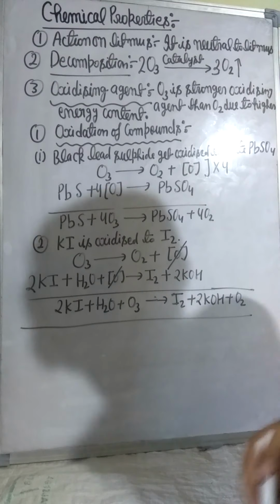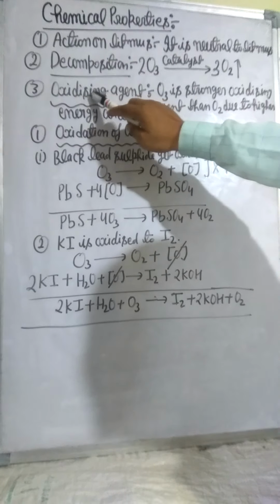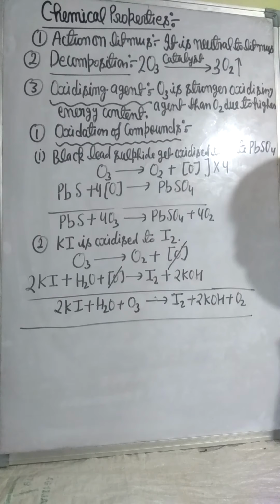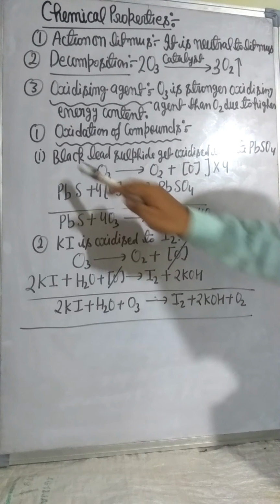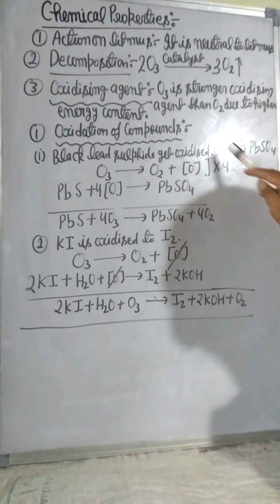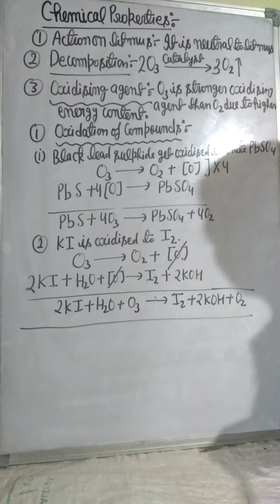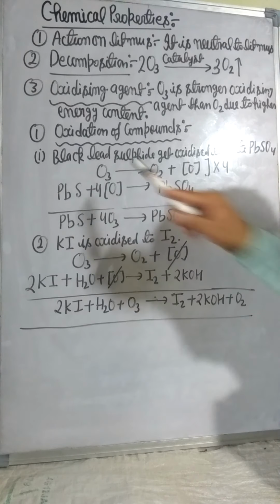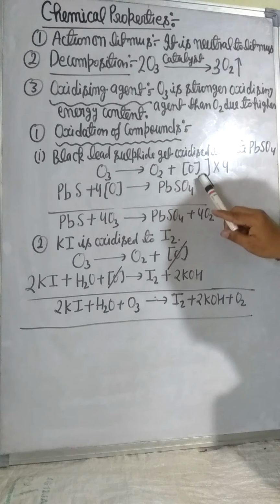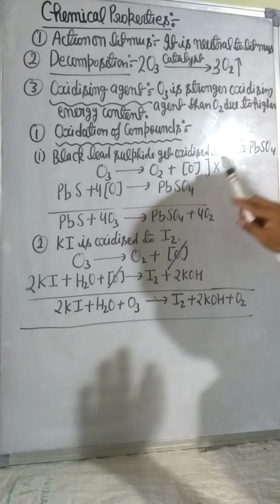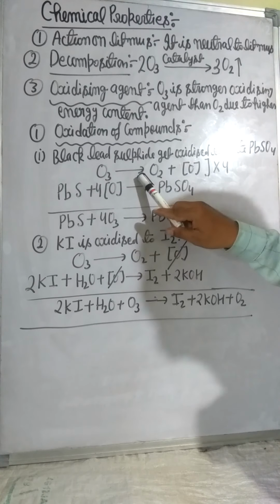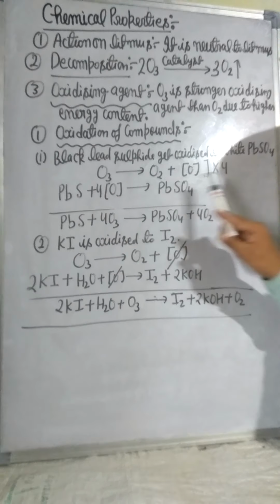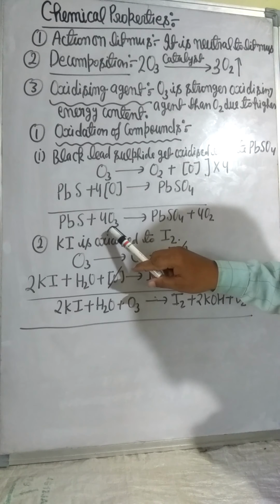So look here, oxidizing agent. First point, oxidation of compounds. Black lead sulfide gets oxidized to white lead sulfate. This is black lead sulfide. First, ozone decomposes to give O2 plus O. This is the important line you have to learn. Ozone decomposes to give O2 plus O. After this, the lead sulfide is oxidized to give lead sulfate. Lead sulfide reacts with ozone.